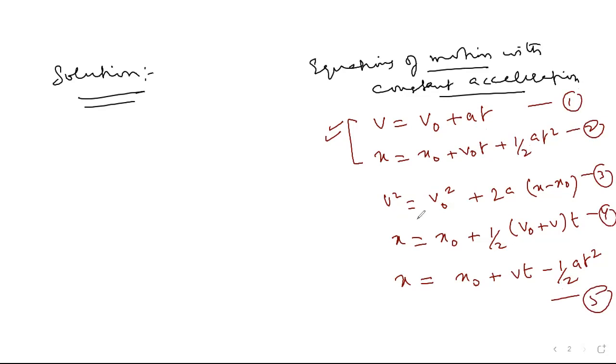And if you eliminate initial velocity V naught between first and second, you get 5. So there is no initial velocity in 5. There is no acceleration in 4. There is no time in 3. So all 5 we can use as per our convenience in case of motion in a straight line with constant acceleration, right? So let us move to our problem.